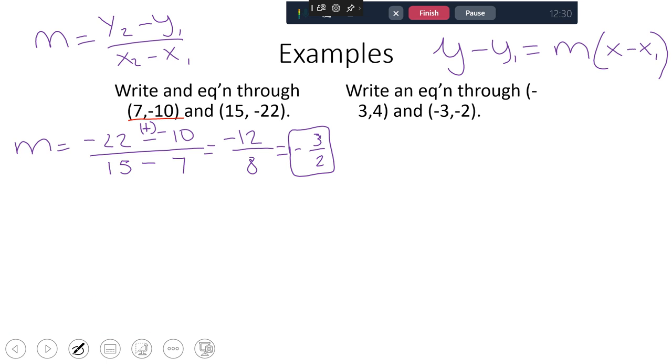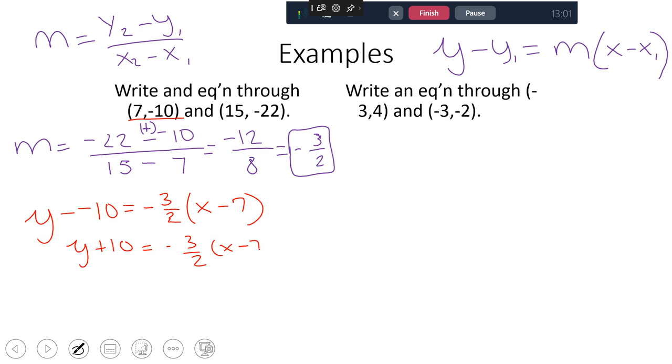That's my m. So now I have an m, I need to use one of my points. So if we use the 7, 10 as the point, then this would be y minus negative 10 equals m, negative 3 over 2, times x minus 7, which is 10. We're going to have a negative negative, so it would be y plus 10 equals negative 3 over 2 times x minus 7.